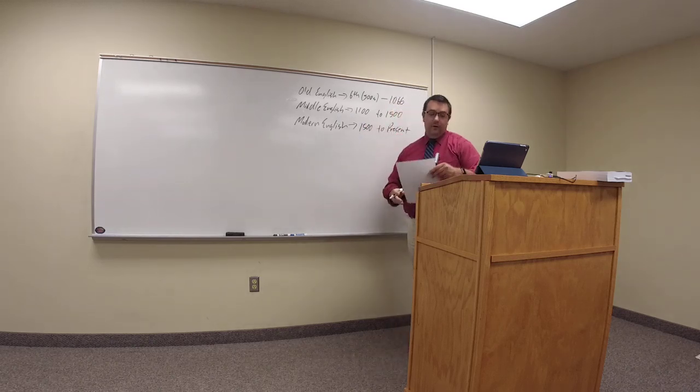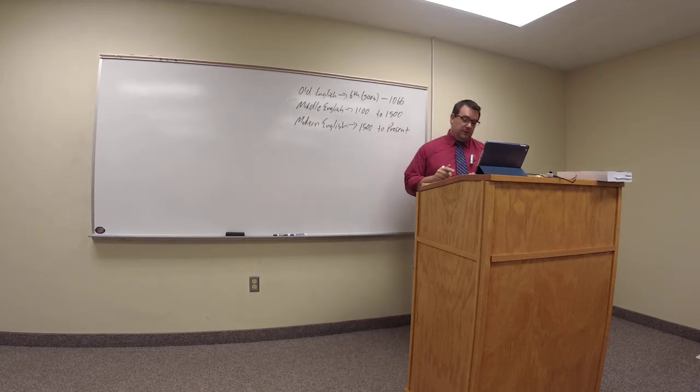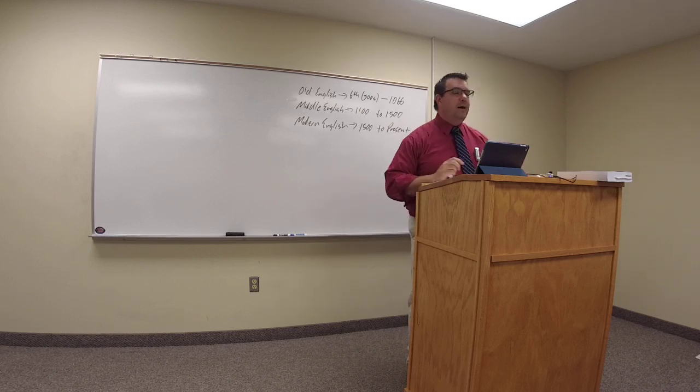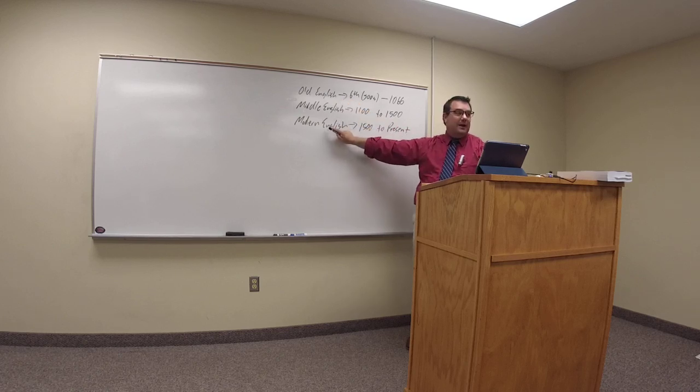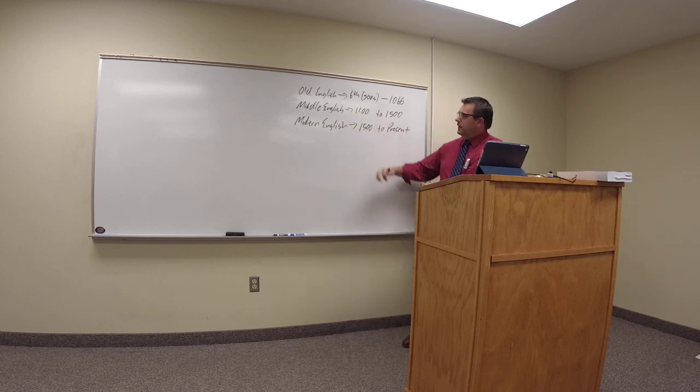Okay? Now, a lot of people function with the misconception that their King James Bible is Old English. It is not Old English. It is early modern English. Okay? It's not Old English, it's early modern English. So historians and linguists break the development of the English language into these three time periods, right?